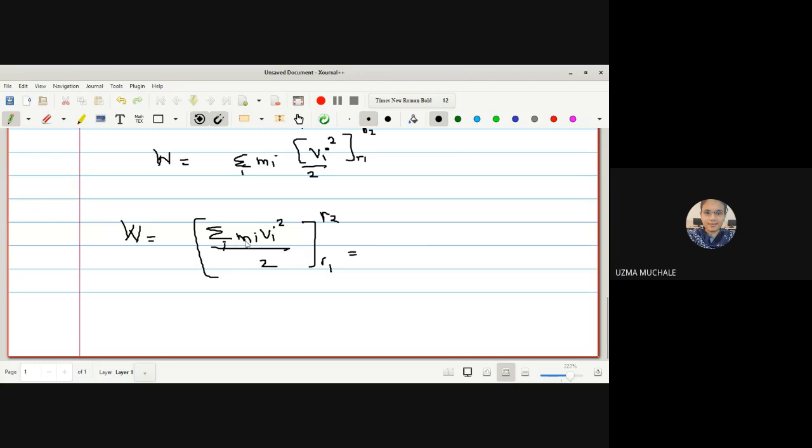What is it? Do you know the formula for kinetic energy? What is the formula for kinetic energy? T is equal to 1 upon 2 mv square. Now here we have n number of particles. Total kinetic energy of the system can be written as summation over Ti. What do you mean by summation over Ti? It is nothing but 1 upon 2 mi vi square. Correct?